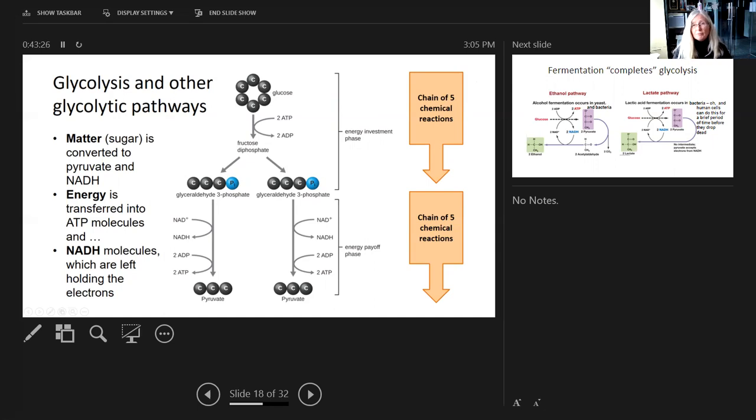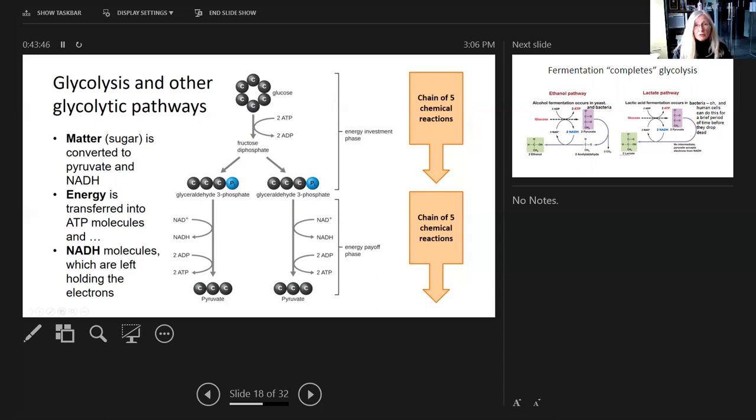And then after 5 reactions, there's another 5 reactions that occur, which are the payoff, right? So the energy goes in, but then at the end, you get more energy out because you made that initial investment. This is when your retirement account pays out to you more than the money that you put in, or at least one hopes so.